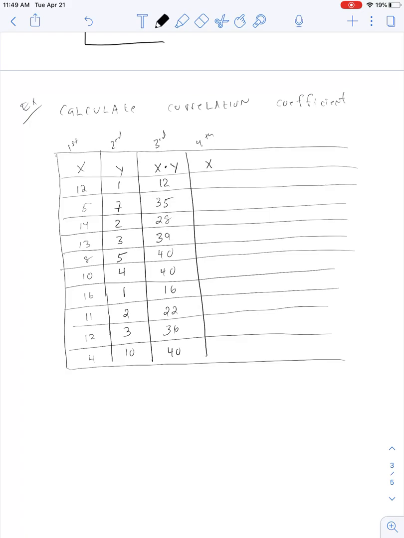The fourth thing that we're going to do is take each x to the power of 2. What is 12 to the power of 2? That gives us 144. What is 5 to the power of 2? That gives us 25. What is 14 to the power of 2? That gives us 196. And you just continue. Once again, if you need to pause the video, go right ahead.